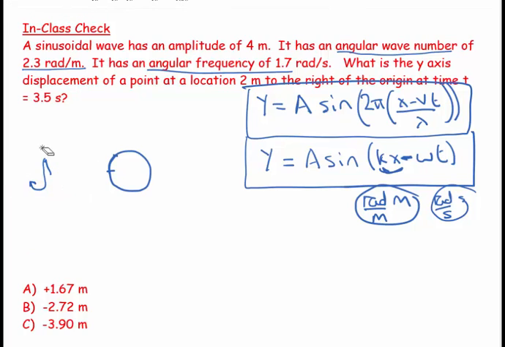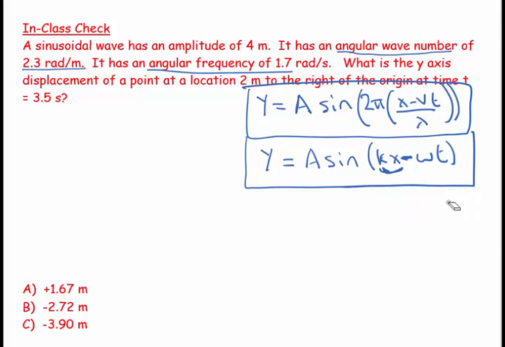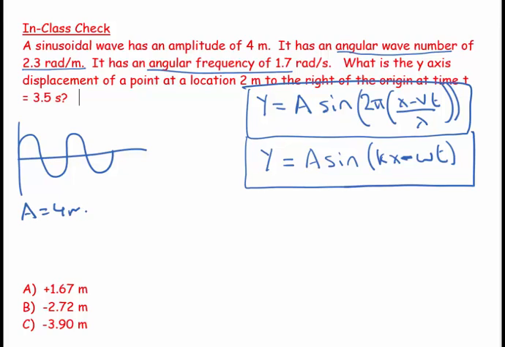Having said all that, let's look at our situation. I'm going to draw it out. What do I know? A sinusoidal wave has an amplitude of 4 meters, so A is equal to 4 meters. That's basically from here to here. That's my amplitude.